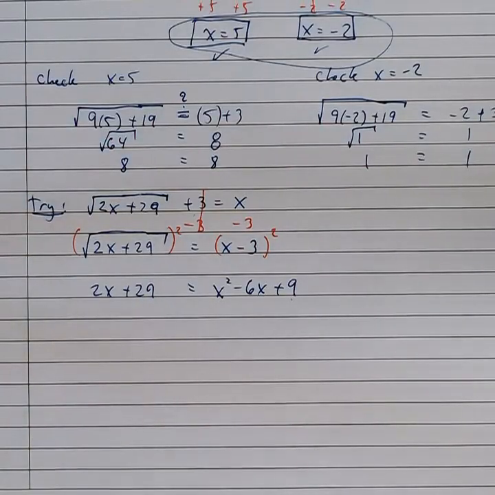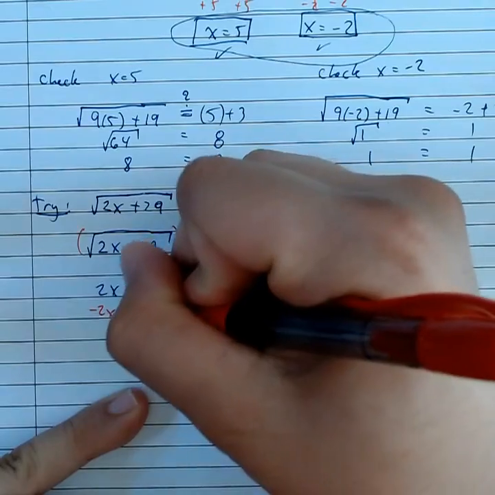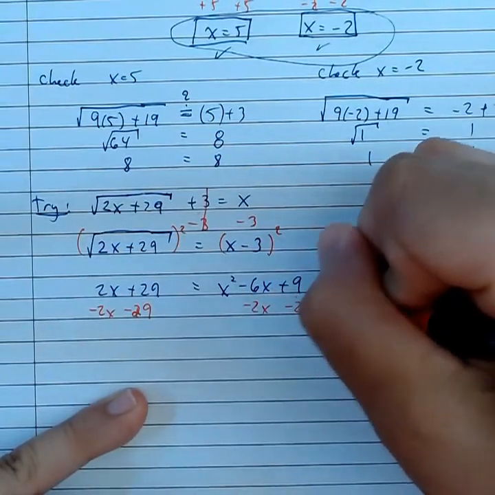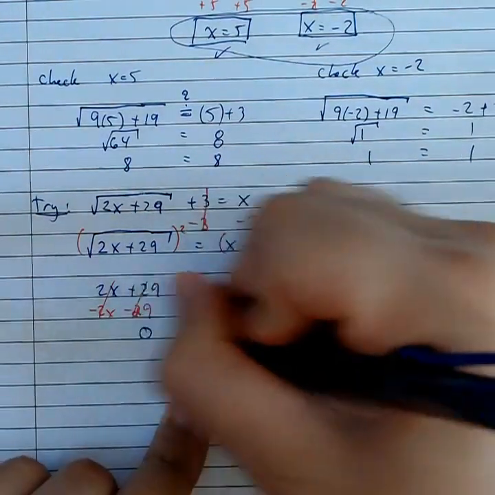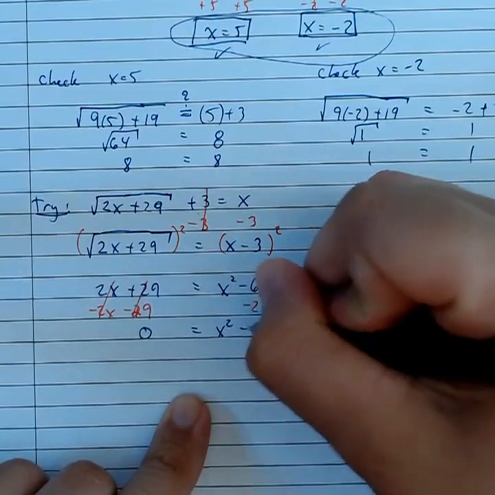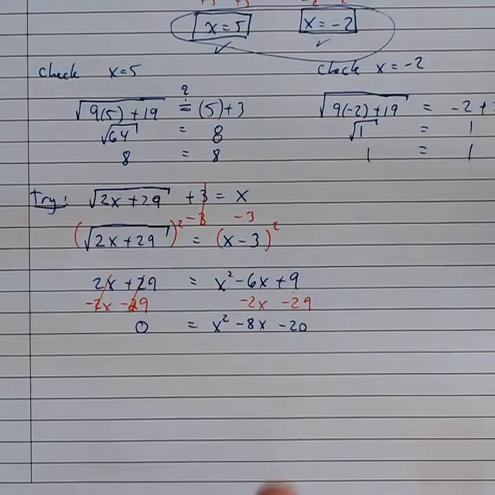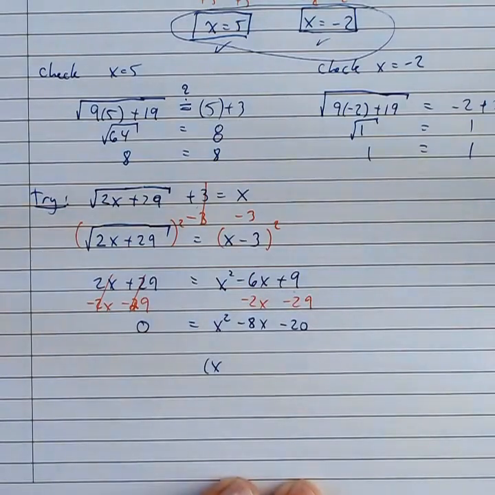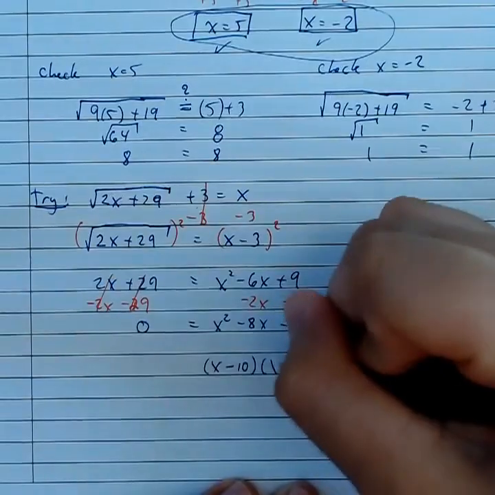Now that I have a polynomial equation, I need to go ahead and make one of these sides equal to 0. Let me subtract 2x and subtract 29 from both sides to end up with 0 equals x squared minus 8x minus 20. And now I can factor x squared minus 8x minus 20, two numbers that multiply to give me negative 20 and add up to give me negative 8. I can do negative 10 and positive 2.